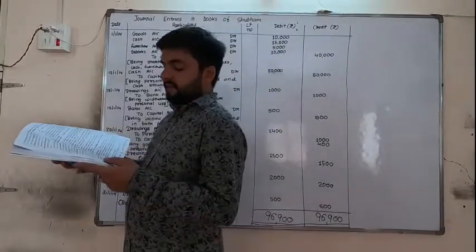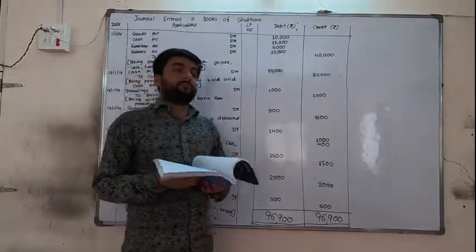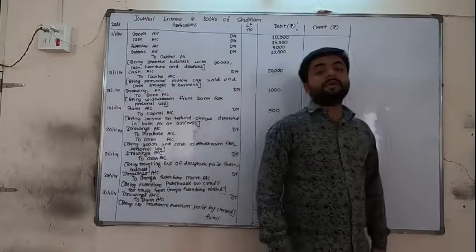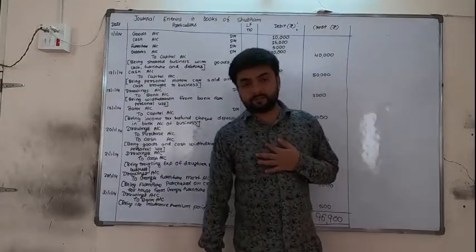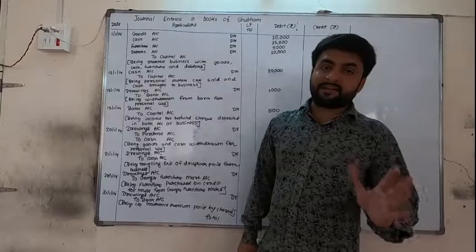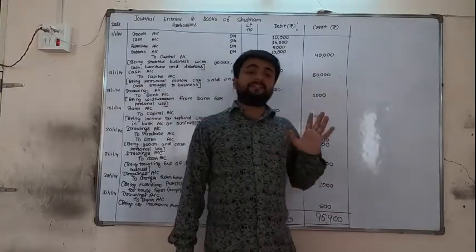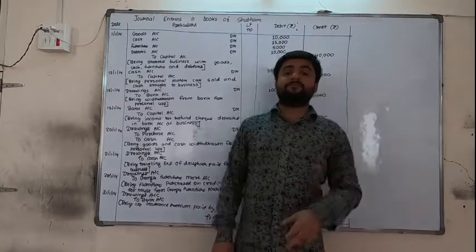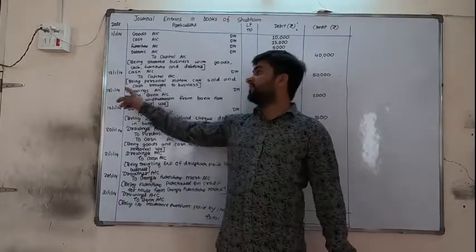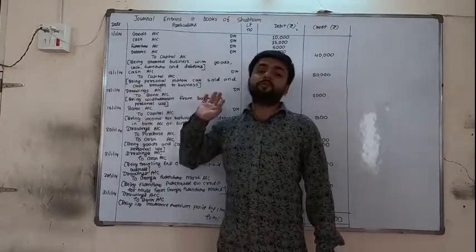On 13th, 1,000 withdrawn from bank for personal use. We are withdrawing from the bank account of the business for our personal use, so bank will be the giver. Bank should be credited. Moreover, if we were withdrawing for business, then cash is credit, but we are withdrawing for personal use. So drawings is debit. So drawings account debit to bank account.